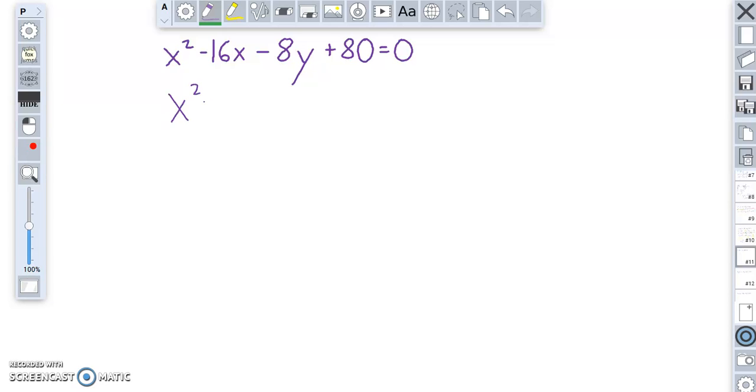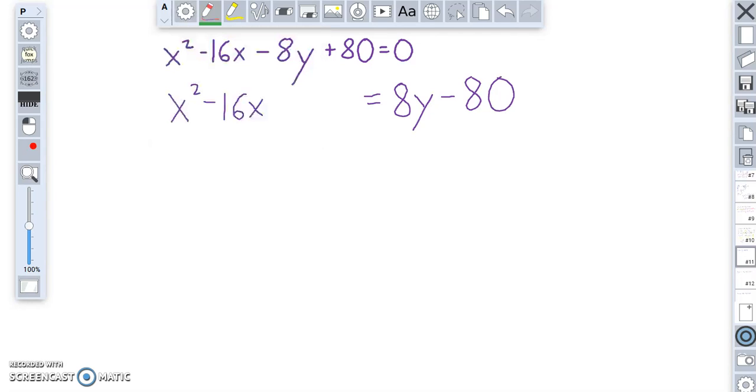I group together the things with the x's. There's no y squared. I don't need to complete the square with y, so move it all over to the other side. When there's an x squared but just a y, it's going to be a parabola. It's going to be an up and down parabola. In this case, just up parabola.